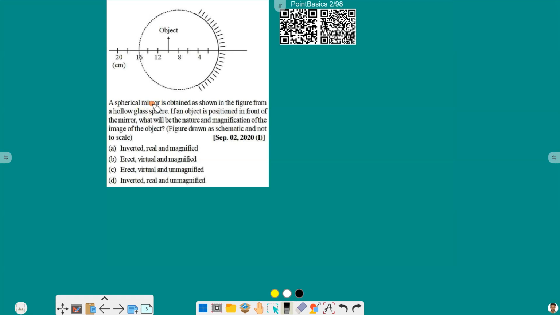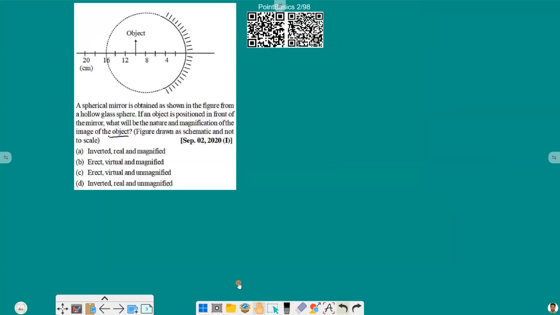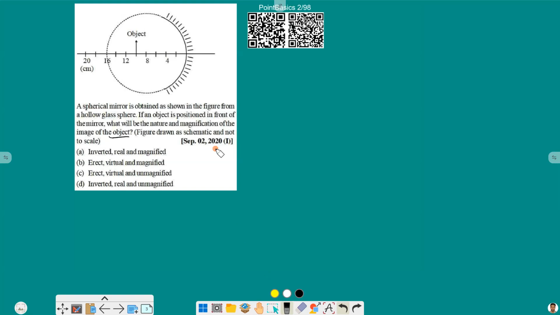A spherical mirror is obtained as shown in the figure from the hollow glass sphere. If an object is positioned in front of the mirror, what is the nature and magnification of the image of the object? So here we can see that this is acting as a concave mirror, because we have reflecting surfaces on the right hand side, and the object is placed at this point.